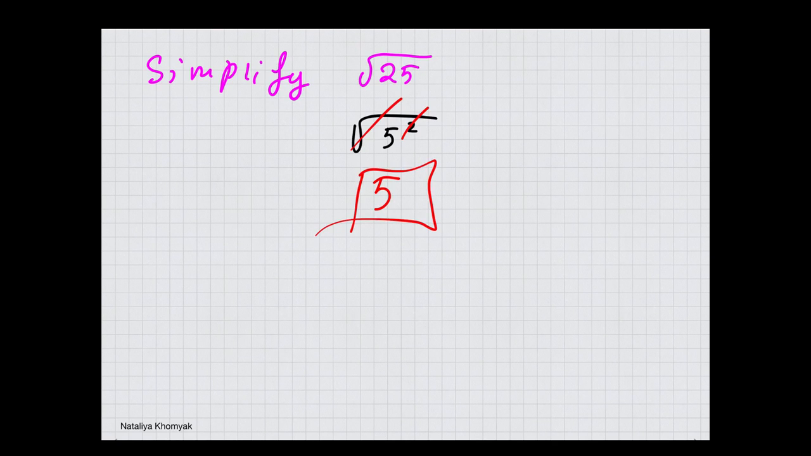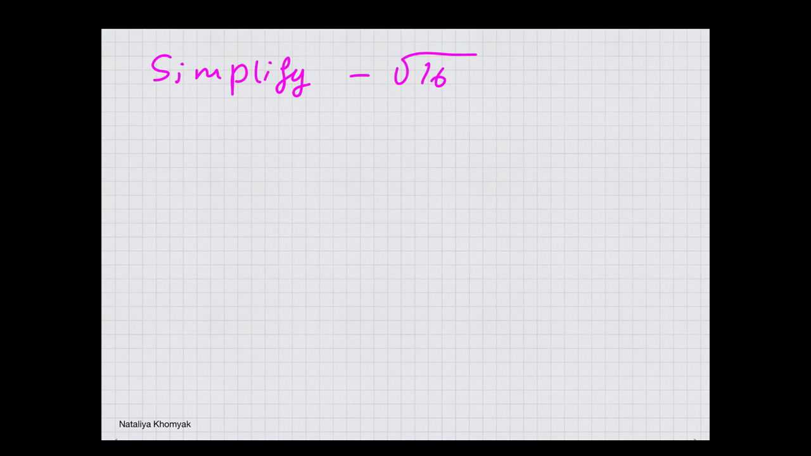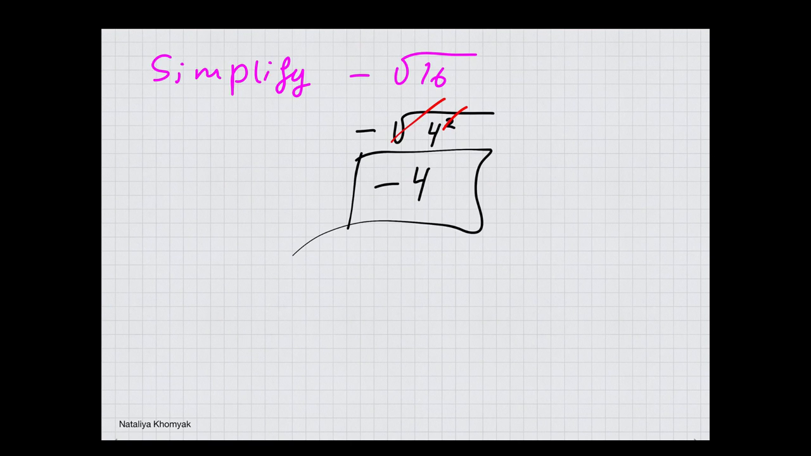Here we have to simplify negative square root of 16, so this will be negative square root of 4 times 4, which gives us 16, so 4 to the second. Square root and the second power cancel out, so we are left with negative 4, and this is our solution.